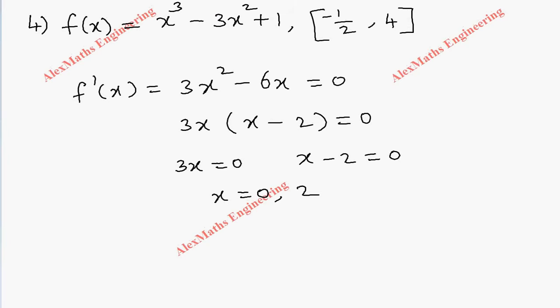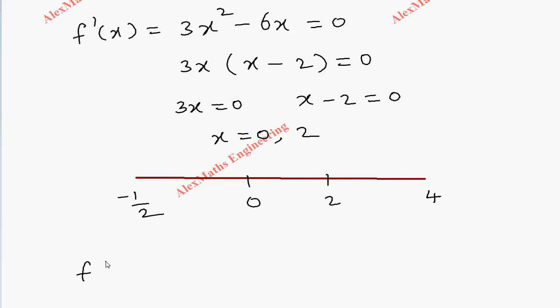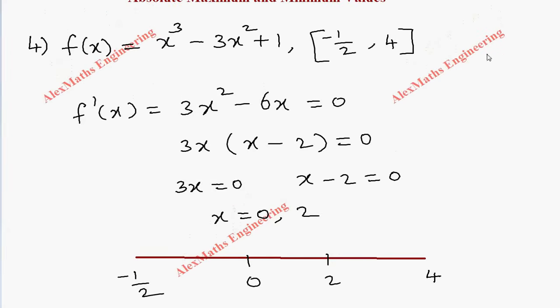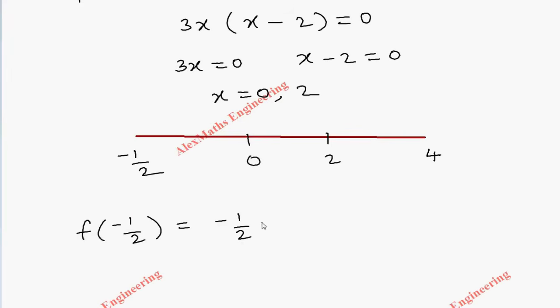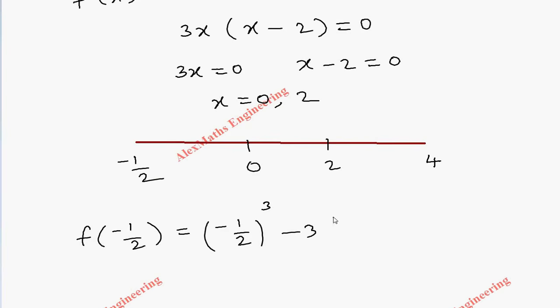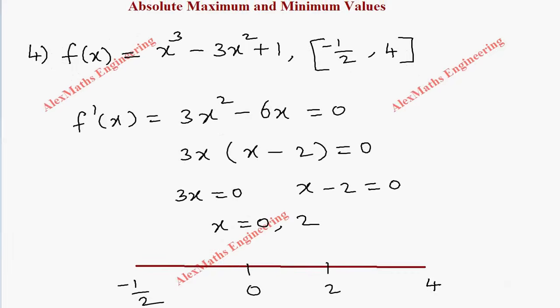Then we have to take a small number line using the given closed interval minus 1 by 2 and 4. In between we have two critical values 0 and 2. For each value we have to find the function value. We have to substitute this value in the f of x. So first term is x cube, so minus 1 by 2 whole cube. Then we have minus 3x square, so minus half whole square. And the last term is plus 1.